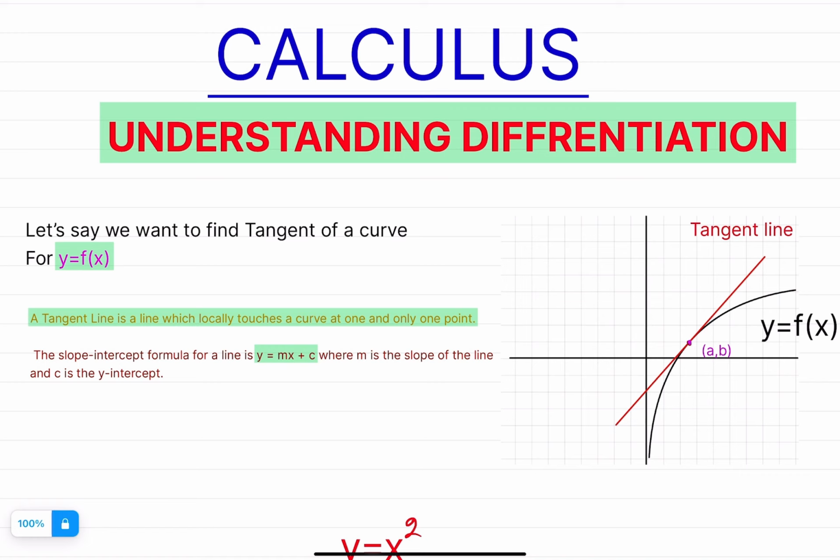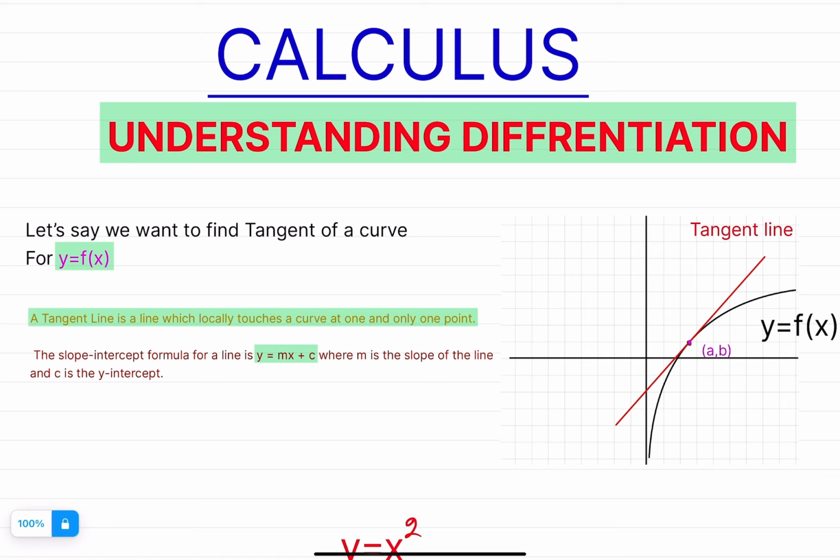A tangent line is a line which locally touches a curve at only one point. Any increase or decrease in slope will result in intersection of curve and line at 2 points, which won't be called a tangent line. We know that the slope-intercept formula for a line is y is equal to mx plus c, where m is the slope of line and c is y-intercept.